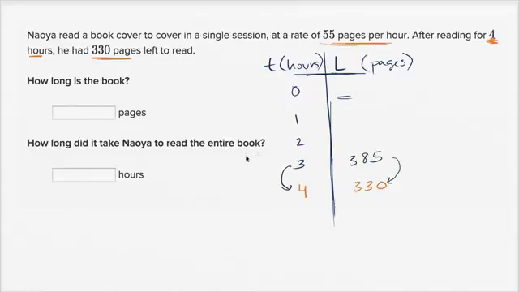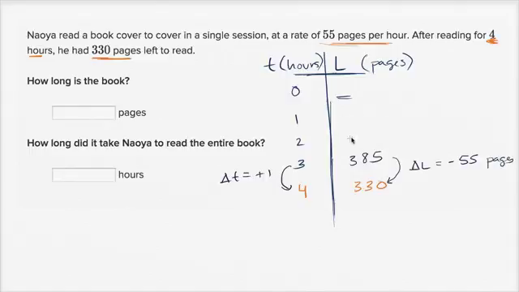And let's see whether this makes sense. When our change in time, this triangle is just the Greek letter delta, means change in, when our change in time is plus 1 hour, our change in pages left to read is going to be equal to negative 55 pages. And that makes sense. The pages left to read goes down every hour. We're measuring not how much he's read, we're measuring how much he has left to read. So that should go down by 55 pages every hour. Or if we were to go backwards through time, it should go up.